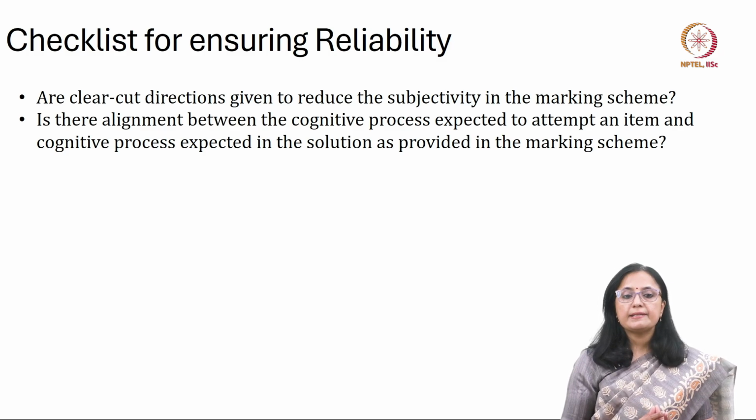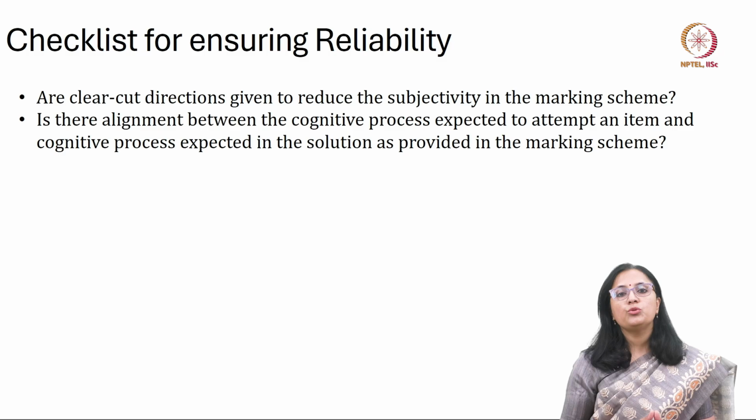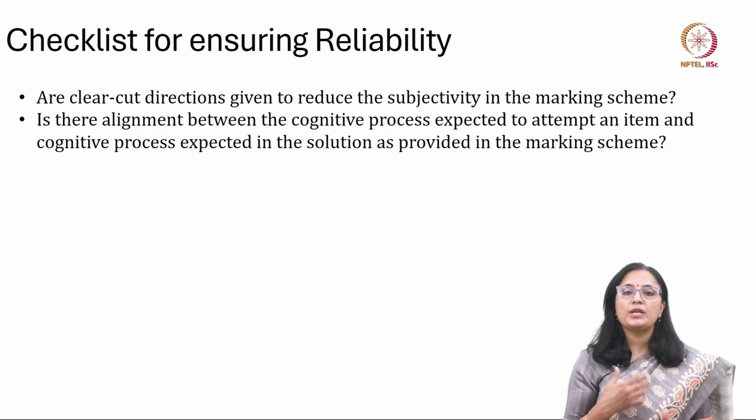The second is: is there an alignment between the cognitive process expected to attempt an item and the cognitive process expected in the solution as provided in the marking scheme? What does this indicate? Say in the question it is expected that the student applies analytical abilities and is also able to explain. These are certain expectations in the question.